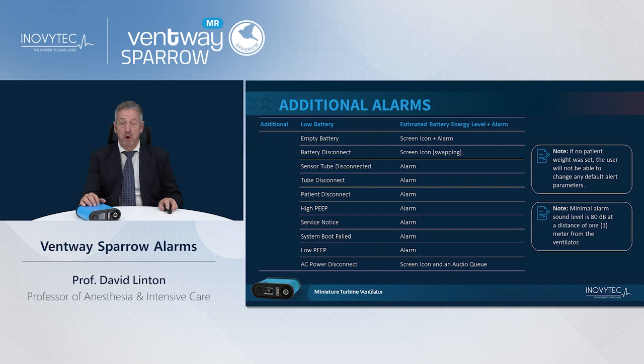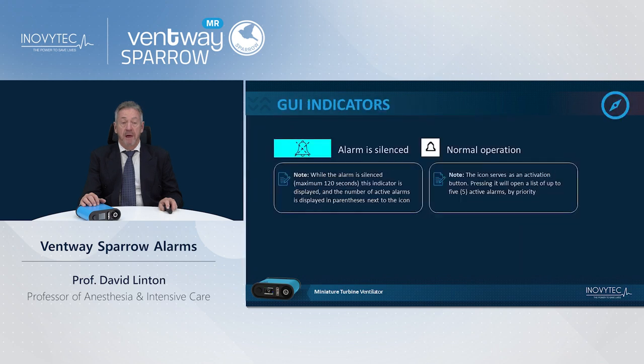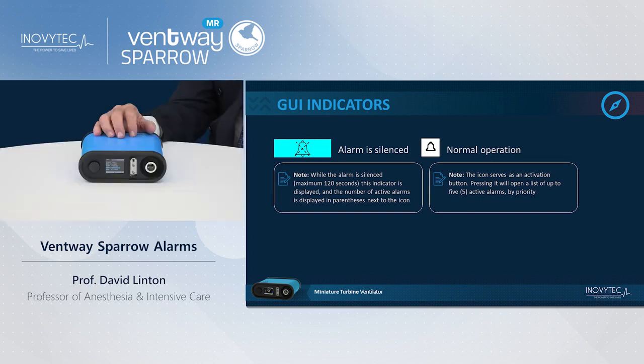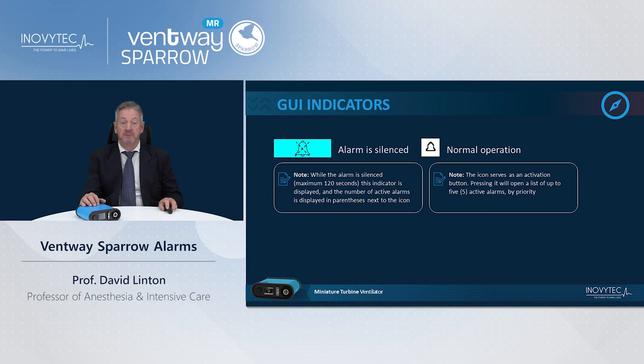Note, if no patient weight was set, the user will not be able to change any default parameters. Note, the minimal alarm sound level is 80 decibels at a distance of 1 meter from the ventilator. The graphic user interface indicators show you quite clearly when the alarm has been silenced, and the maximum allowed is 120 seconds, 2 minutes, and it will be displayed in the logbook indicator how many times the alarm has been deactivated or activated.